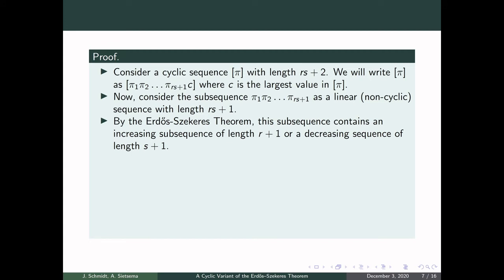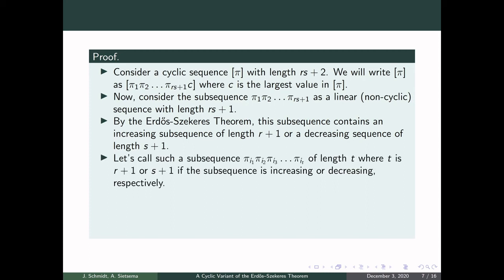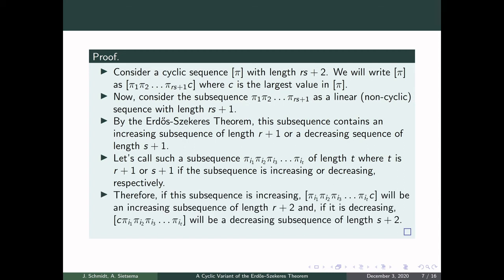By the Erdos-Szekeres theorem, this subsequence must contain either an increasing subsequence of length r plus 1 or a decreasing subsequence of length s plus 1. And so let's call this subsequence that we have found pi I1 all the way up through pi it, where t is just r plus 1 or s plus 1, depending on whether the subsequence is increasing or decreasing. And so now, if that subsequence is increasing, then c will be an increasing subsequence of length r plus 2 because c is greater than all of those elements. And if it is decreasing, once again, because c is greater than all of them, we can rotate c around to the beginning, and now that will be a decreasing subsequence of length s plus 2.